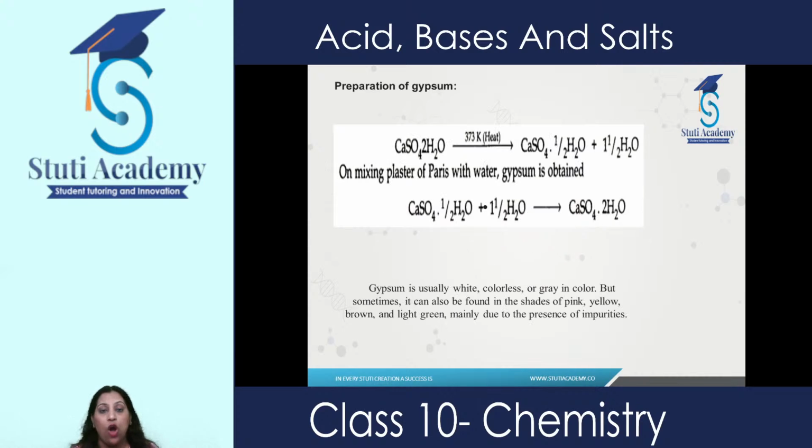Now next is how we prepare gypsum. As I told you, POP is prepared from gypsum. But how is this gypsum prepared? See, this calcium sulfate dihydrate, when we heat at 373 Kelvin, it results in the formation of calcium sulfate hemihydrate, which is POP. This is POP, or we call it plaster of Paris.